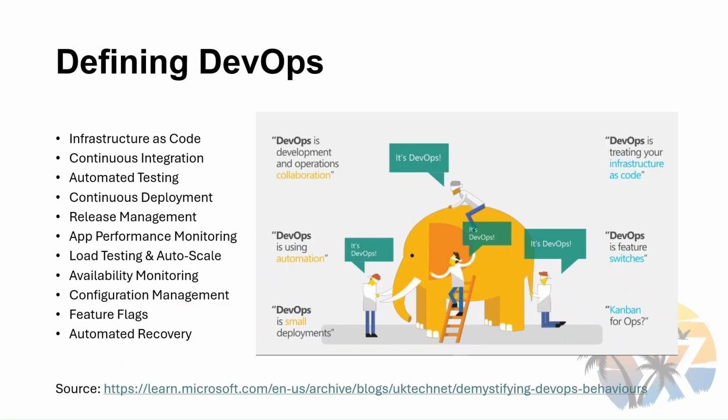What is DevOps? So DevOps is a ton of things. It's kind of an umbrella term that captures a ton of different things. So it could be infrastructure as code. It could be continuous integration, which is CI. It could be automated testing. It could be release management. It could be feature flags. It could be all these things listed here. So just recognize that DevOps is an umbrella term that captures a lot of different concepts.